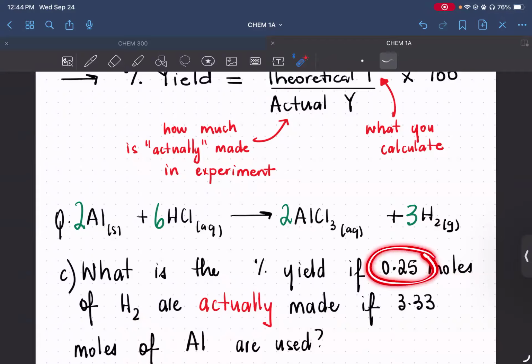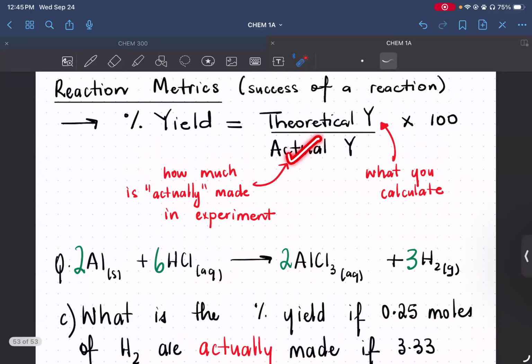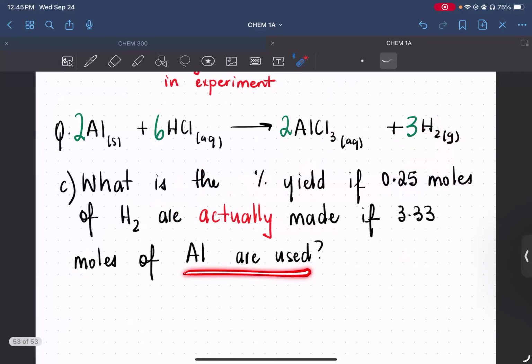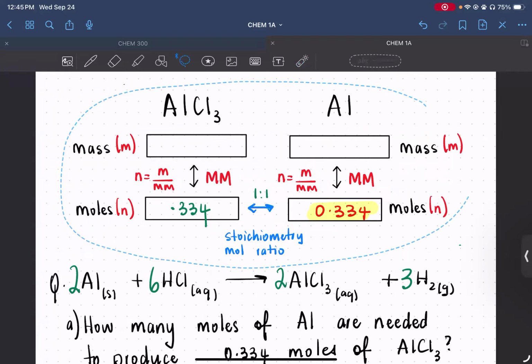0.25. Then it says 3.3 moles of aluminum are used. So as of right now, we have the actual yield. What we need to find is the theoretical yield. We need to know, in theory, how much hydrogen can we make based off of the amount of aluminum that we use. This is what tells us we're going to get that roadmap once again.